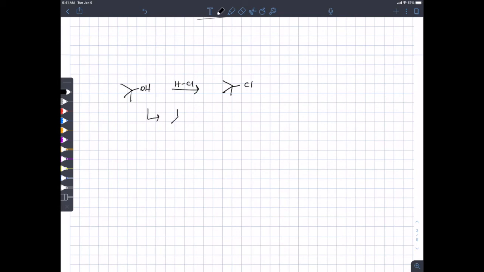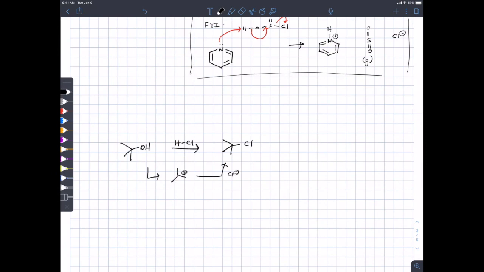You're going through a tertiary carbocation as an intermediate, and then chlorine would attack. And there's no stereochemistry to worry about. So if you wanted to do that, you could. But you're not going to use PBr3 or SOCl2 and pyridine on tertiary alcohols, just because it would be a pointless waste of time.